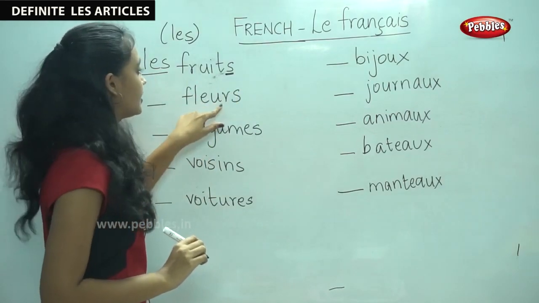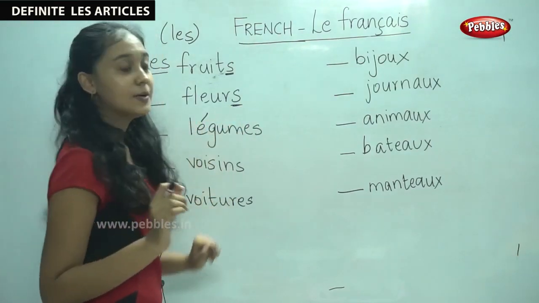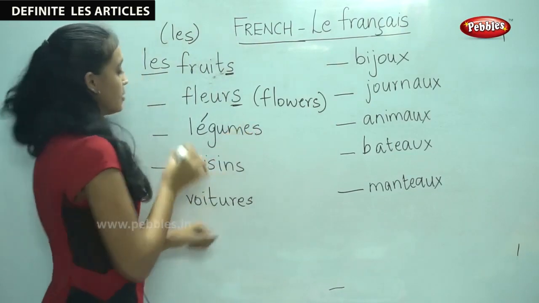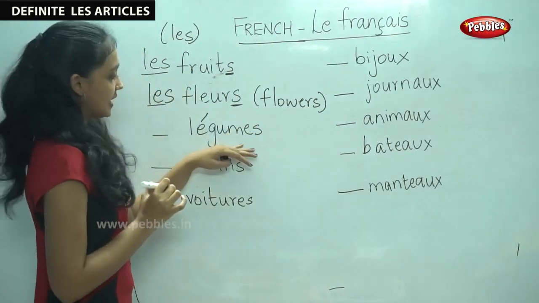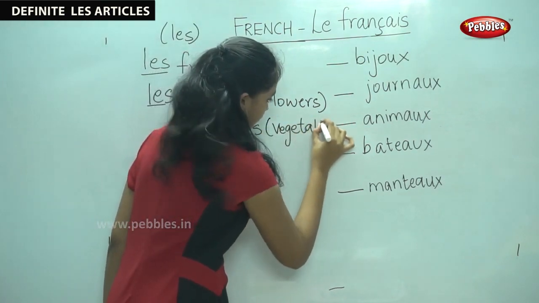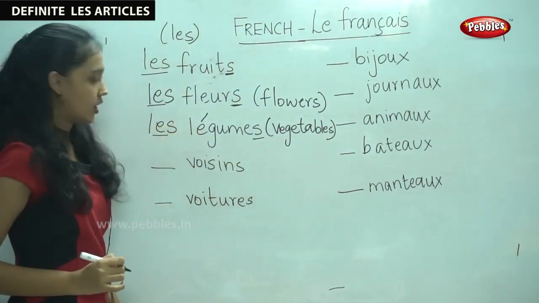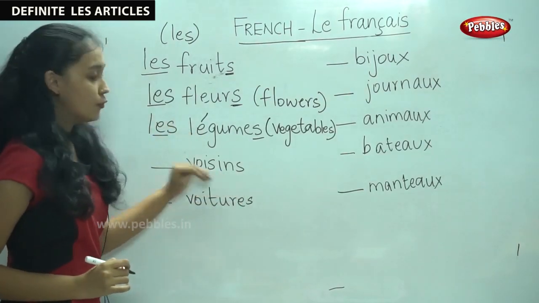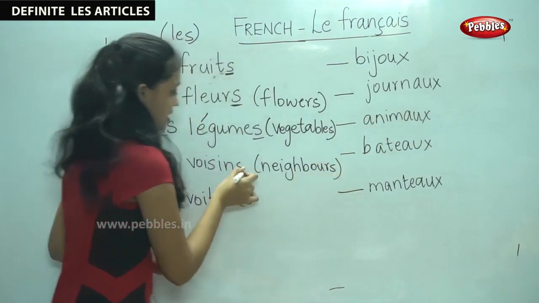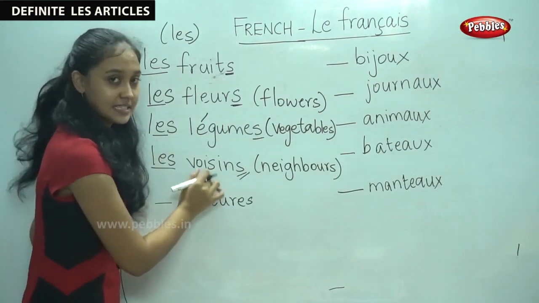Les fruits. The next word is fleurs. There is an S at the end, which shows that it is in the plural form. Fleurs means flowers. So it is in the plural form, so we use les. Okay, the next one is légumes. Légumes means vegetables. This is also in the plural form, therefore we use L-E-S. Okay, the next one is voisins. Voisins means neighbors. The S at the end indicates that it is in the plural form. Therefore, we use L-E-S, les voisins.